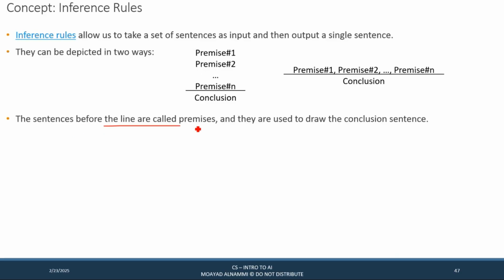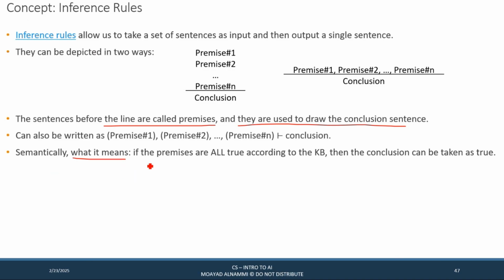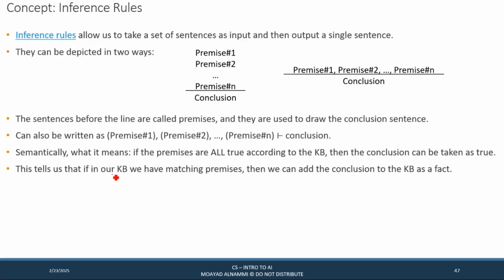The sentences before the line are called the premises. They are used to draw the conclusion sentence. Semantically, what it means is the following. What you're saying is, if all the premise sentences are true according to your knowledge base, then the conclusion sentence here can be taken to be true. This tells us that if in our knowledge base we have matching premises, then we can add the conclusion to the KB as a fact. So using this notation and these inference rules, what are some known inference rules we can use? Here are our popular inference rules that are helpful.